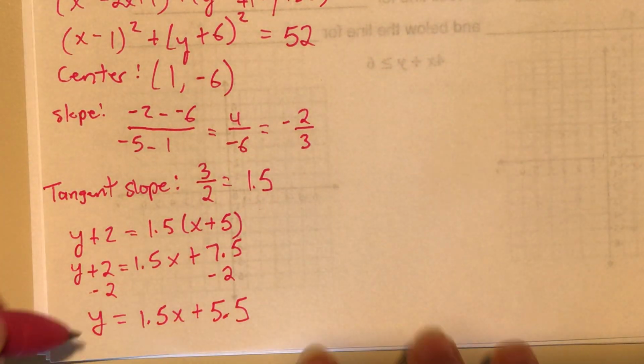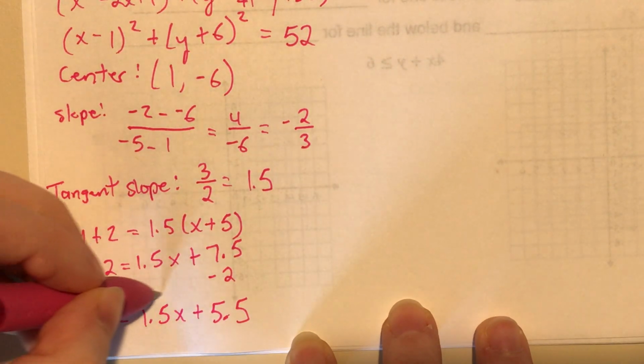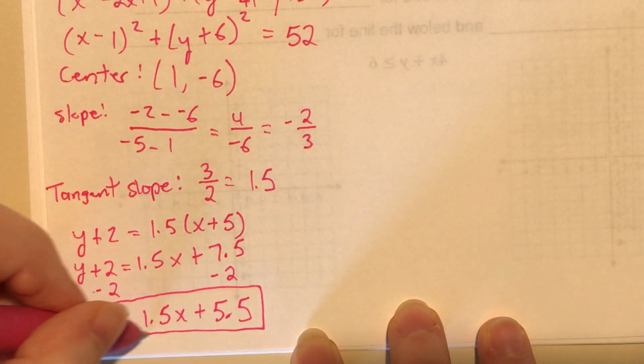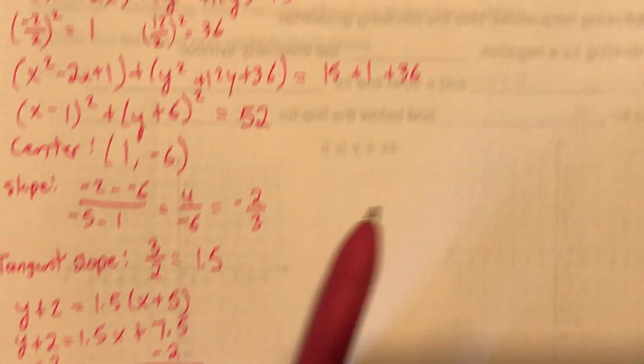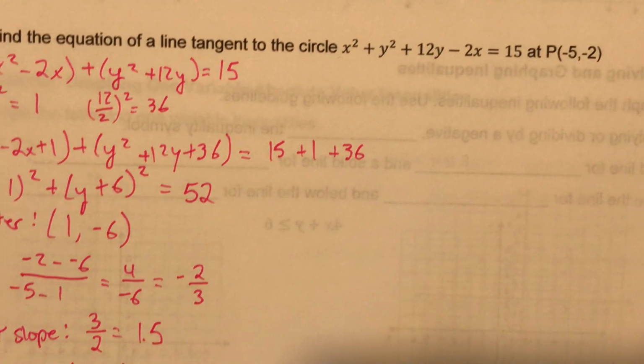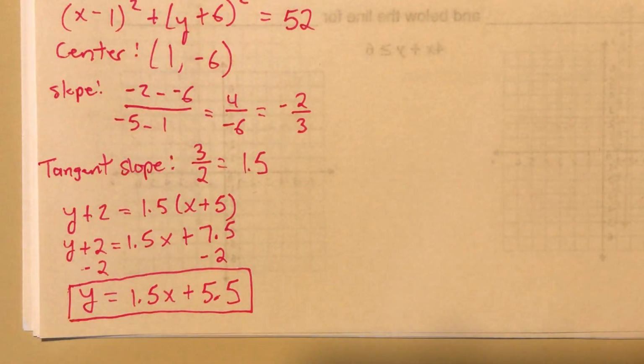And that is the equation of the line which is tangent to the circle, which touches the circle in one spot, and the spot that it touches that circle is negative 5, negative 2. So this was kind of a mouthful. This is probably your most complicated assignment for this chapter.